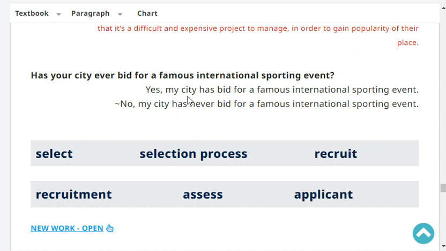Very good. Next, has your city ever bid for a famous international sporting event? Or let's say your country. Has your country ever bid for a famous international sporting event? Yes or no? Yes, my country has bid for a famous international sporting event. Very good.